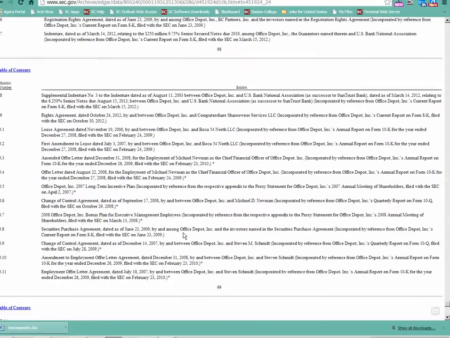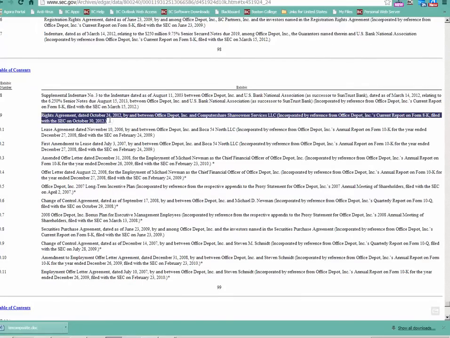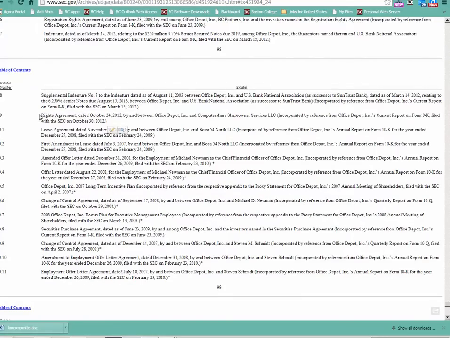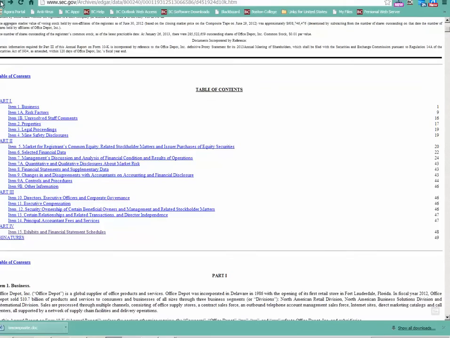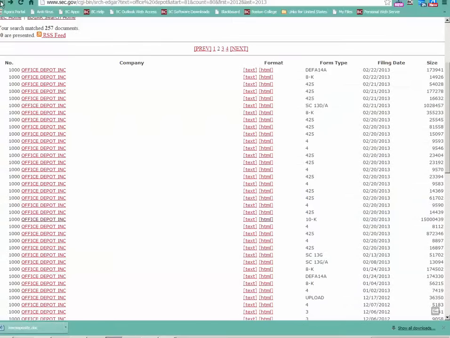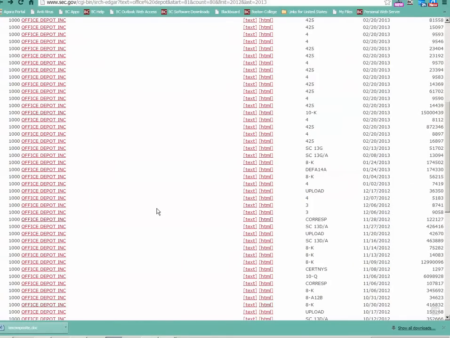And we want to be looking to see if there's a rights agreement. And we can see right here that Office Depot does have a rights agreement. It was dated October 24th, and it's incorporated by reference from an 8K that was filed on October 30th. So let's see if we can find that 8K so that we can look at the language of the shareholder rights agreement. So this is a defense mechanism. So if you were working for a client who was interested in acquiring Office Depot, this would be something that you would need to look for.